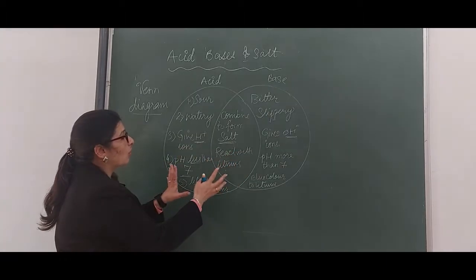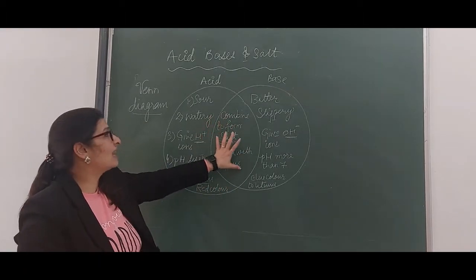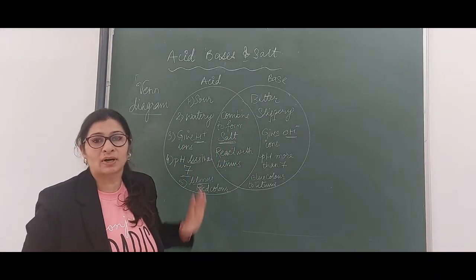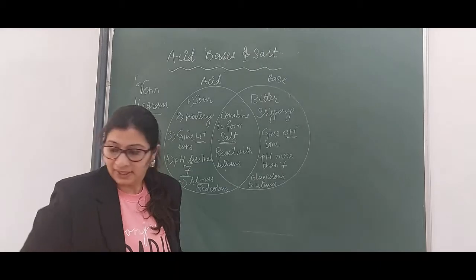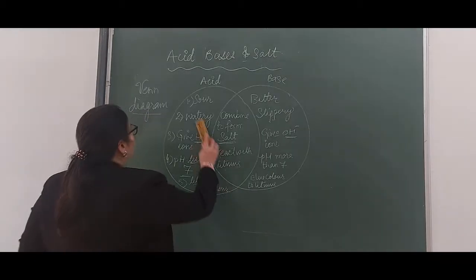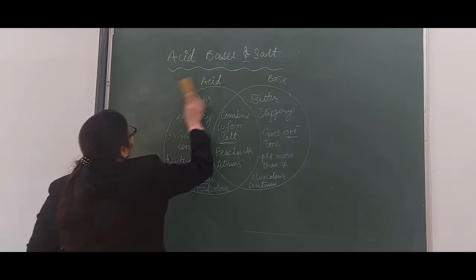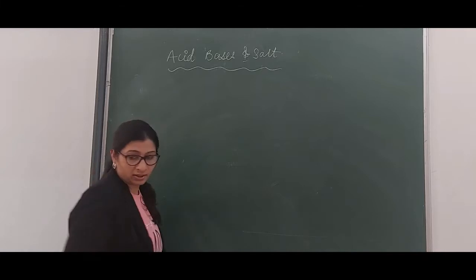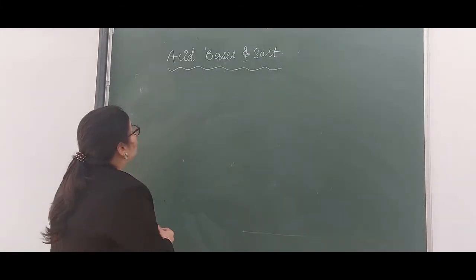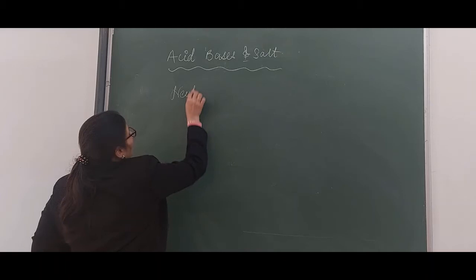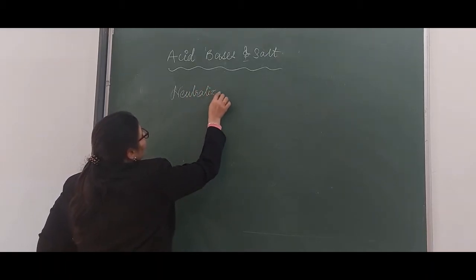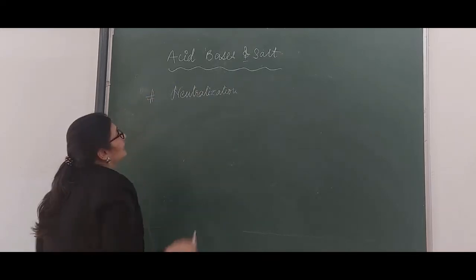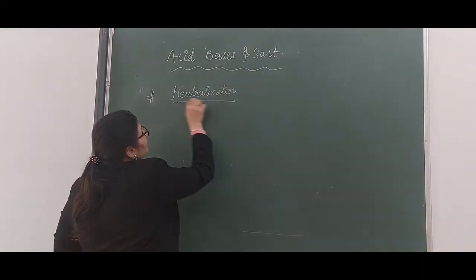So this is the whole idea of the topic acid, bases and salt: what is acid, what is bases and what are salts. Now this is all about the characteristics of acid, bases and salts. After this we have one word called neutralization. In this topic we have two or three things. One is neutralization and the other is indicators, which we will do now. Now what is neutralization?